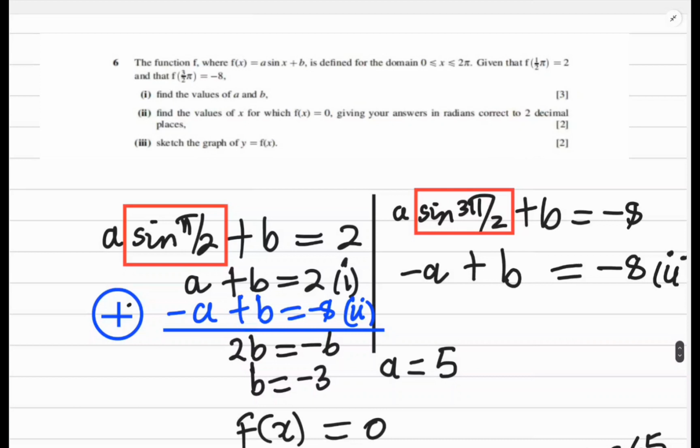Part 2, find the values of x for which f of x is equal to 0, giving your answers in radians correct to 2 decimal places. So I would want you to do that part 2, together with part 3 as well. Pause the video, screenshot, and try those questions so that we see if your understanding is improving for your functions.